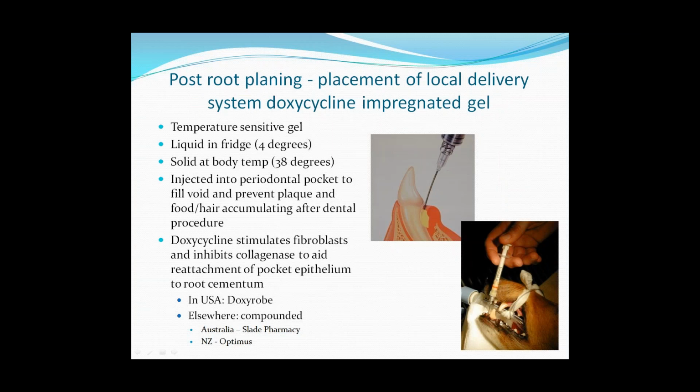If you're in the US, in the United States, you can get a product called Doxyrobe. It's only available in the United States at the moment. Elsewhere, you'd need to get it compounded. So in Australia, one of the better places which can compound it is called Slade Pharmacy. If you're in New Zealand, Optimus would be able to compound it for you.